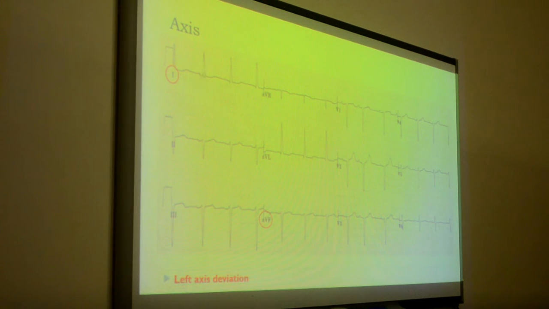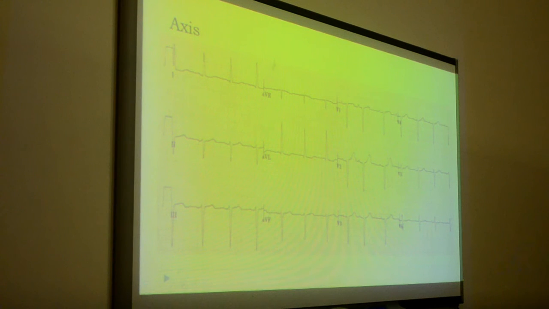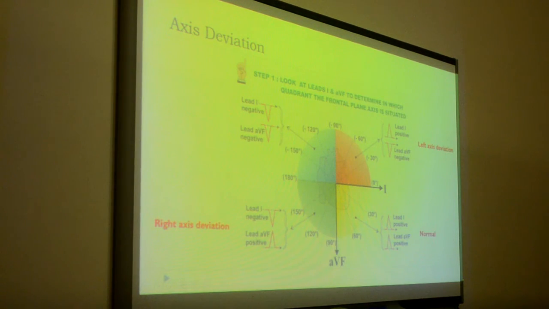Okay, this is positive, this is negative. So they leave each other, left axis deviation. What if they meet each other? If they point right at each other, right axis deviation, like this. Look at this. If they leave each other, like here, it's left axis deviation. If they point right at each other, right axis deviation.